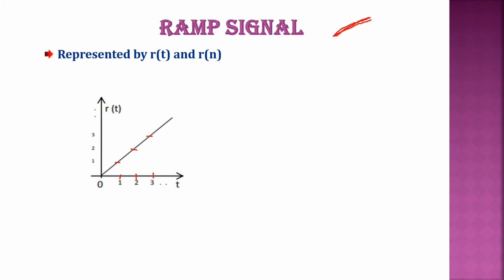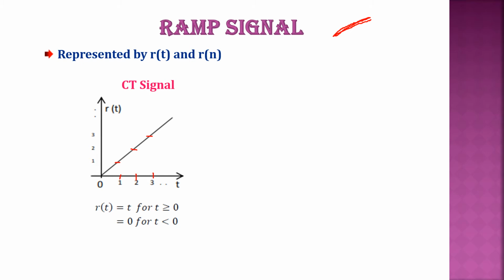So when you look at the waveform itself, how will I define R of t? R of t is equal to t for t greater than or equal to 0. Am I right? Why? Because when t is equal to 0, R of t is 0. When t is equal to 1, R of t is 1. When t is equal to 2, R of t is equal to 2. So that is how I define the signal.